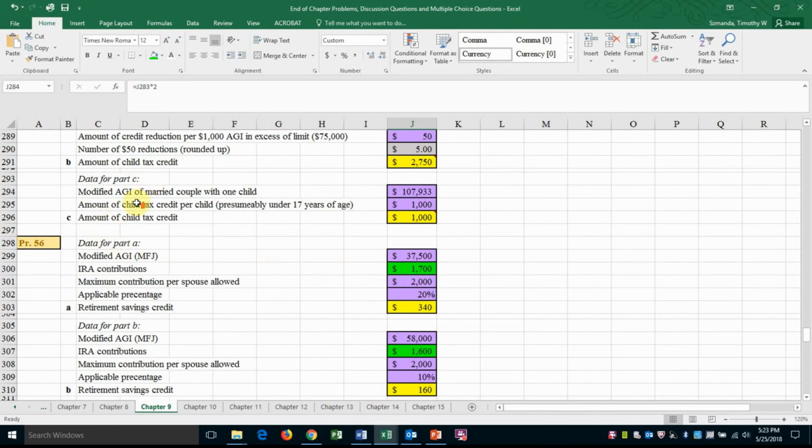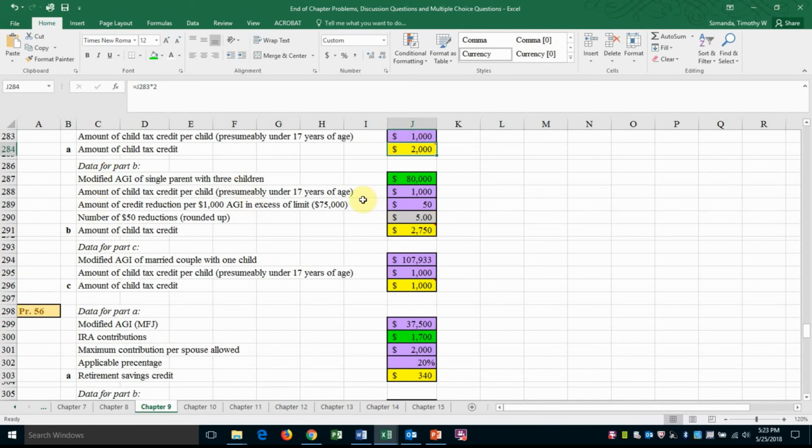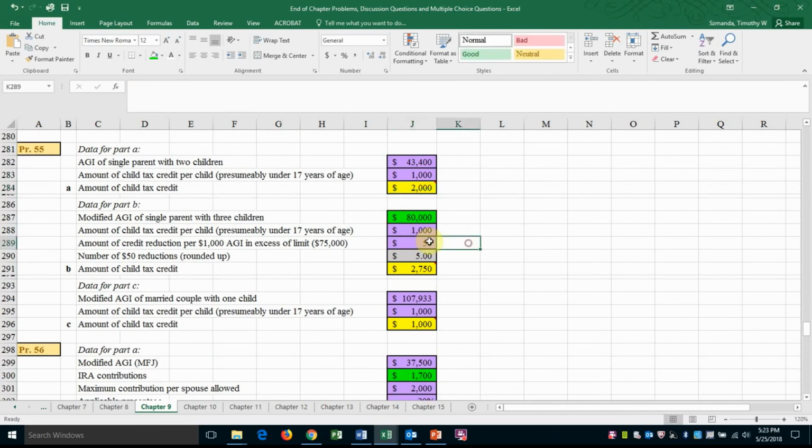Now I'm going to jump down. You can just run through part B, similar, but actually, maybe I'll go through this one because I like to just talk a little bit about the way this credit is calculated. It's a little different than other credits. So we have modified AGI of a single parent. In this case, I changed it to $80,000. Again, we have $1,000 per child. Now we're going to have the credit is $1,000, but it's reduced by any income over $75,000.